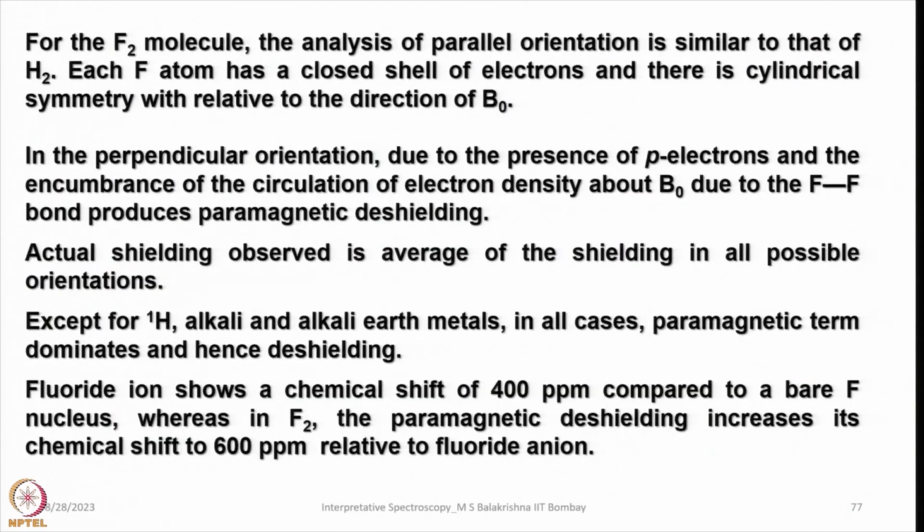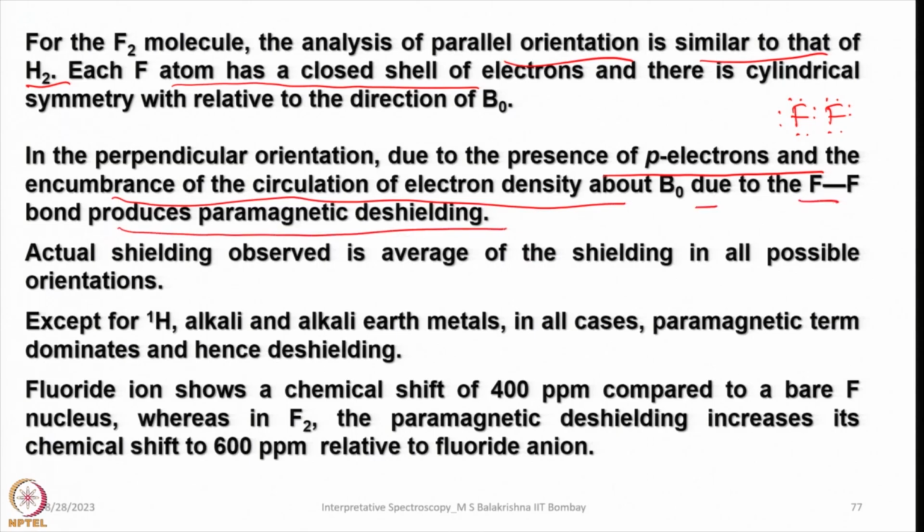For the F2 molecule, the analysis of parallel and perpendicular orientations is very similar to that of H2. Each F atom has a closed shell of electron density. If you take F, we have something like this. In the perpendicular orientation, due to the presence of p electrons and the encumbrance of the circulation of electron density about B naught due to the F-F bond, it produces paramagnetic shielding. Here electron density is more, and we are talking about p orbitals.